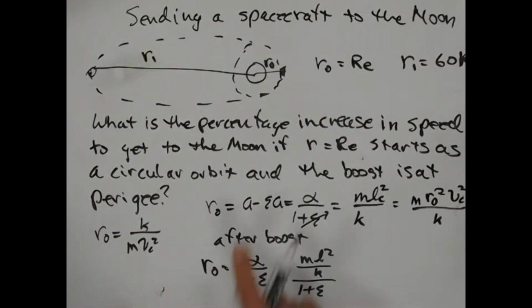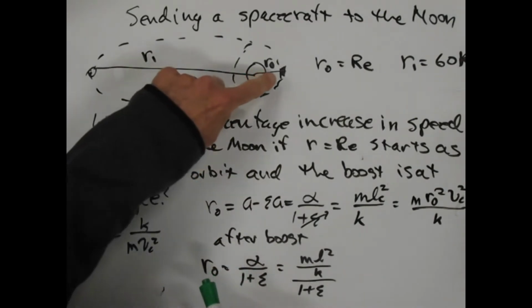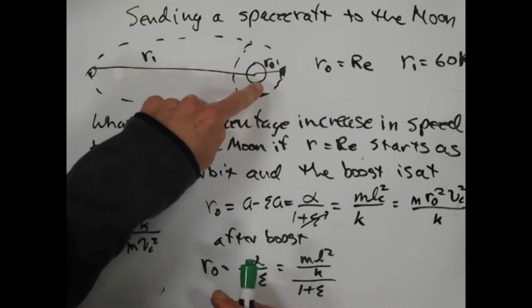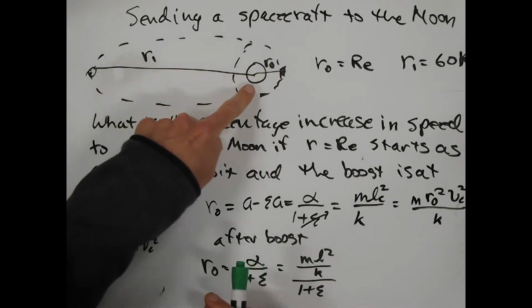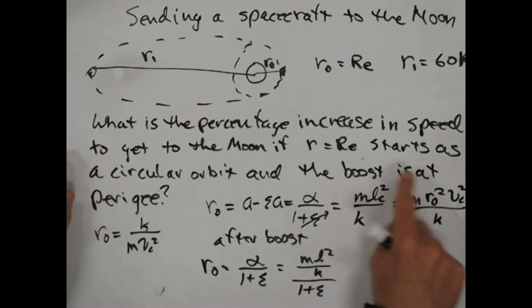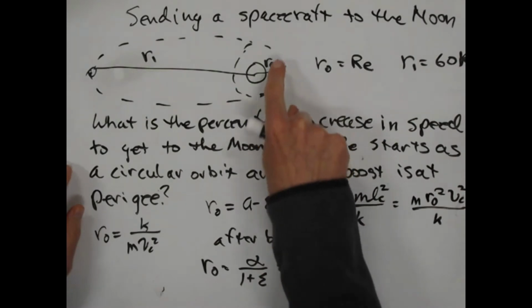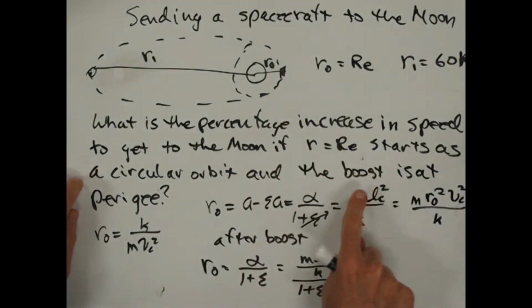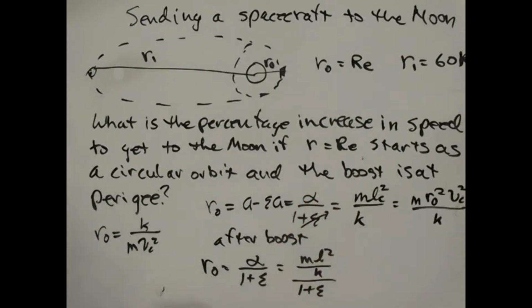So this is perigee and apogee for both the circular orbit, I guess. The r0 is the perigee for the circular orbit, because the whole orbit is at r0. And then it's perigee for the big orbit, and then apogee for the big orbit is r1. And so what we want to know is, what's the percentage increase in speed to get to the moon if it starts in a circular orbit and the boost is at perigee?